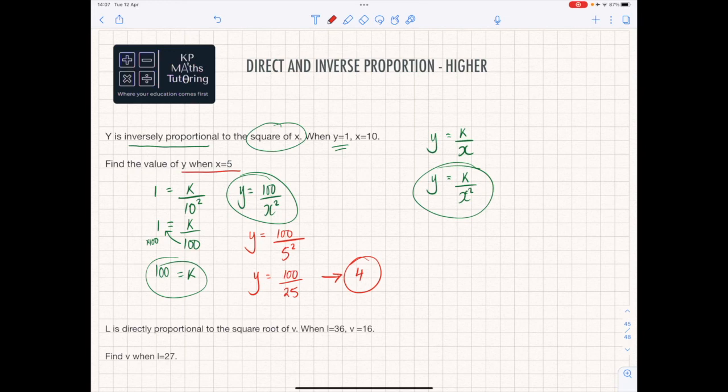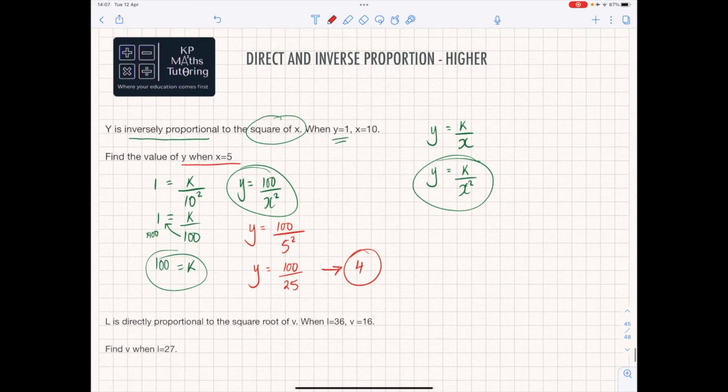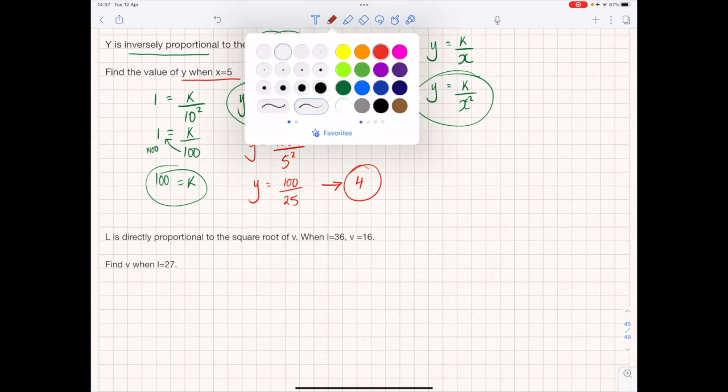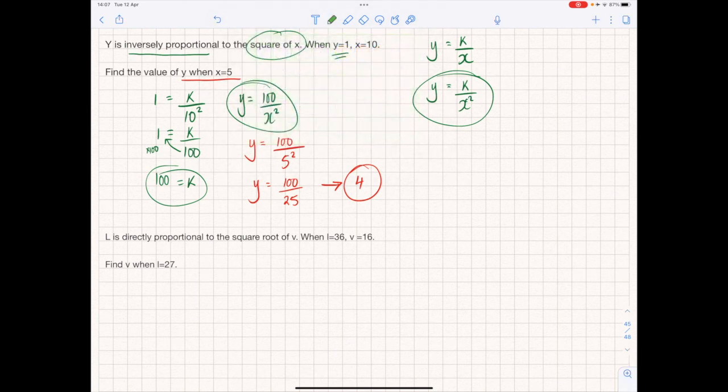Okay, so that's your example there. If you want to pause the video, you can have a go at this next one now and see if you can get your head around what you need to do. So as I say, pause the video if you want to, and then I'll go through it. So L is directly proportional to the square root of v. It means that my formula would look like that. So that's what you should be starting with now.